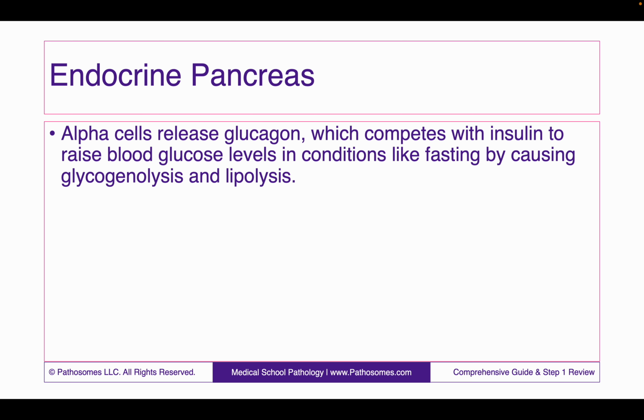Alpha cells release glucagon, which competes with the insulin to raise blood glucose levels in conditions like fasting by causing glycogenolysis and lipolysis.